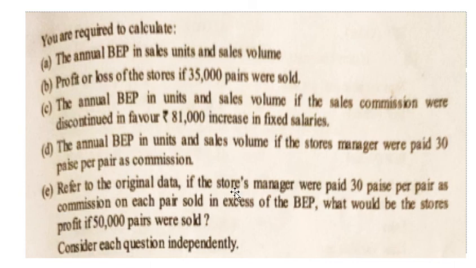So the next question they have asked to calculate is, here, refer to the original data. If the store's manager were paid 30 paise per pair as commission on each pair sold in excess of the break-even point, what would be the store's profit if 50,000 pairs were sold? So here the total pairs are given, 50,000 pairs sold, what will be the profit, referring to the original data, if the store's commission is there. So let us get into the solution.